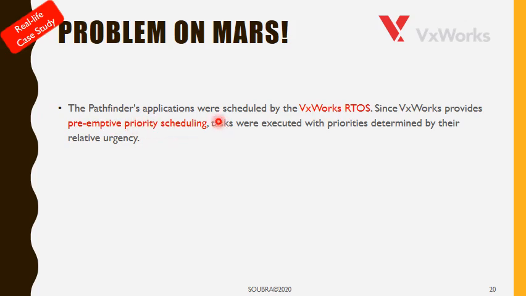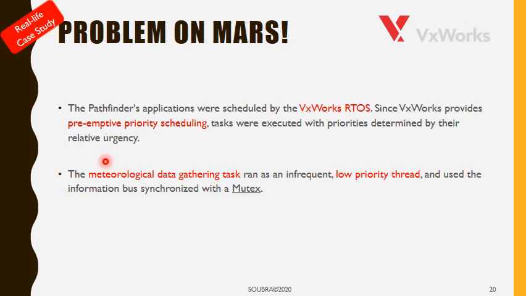Fair enough. So each task has an assigned priority, and it's determined by its criticality or urgency. They call it urgency. Good for them. All right. So this is the RTOS layer, and now the different tasks that we have.